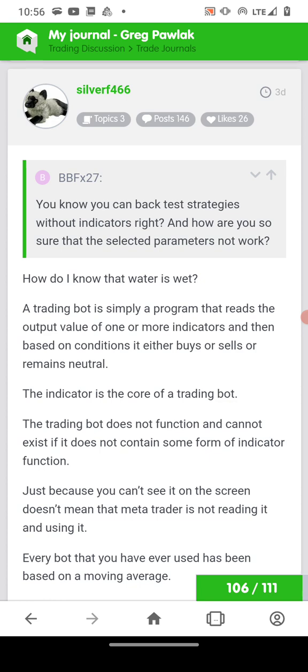Okay? So no, you cannot backtest a strategy without an indicator. An indicator is the heart of any strategy. Now, moving averages.